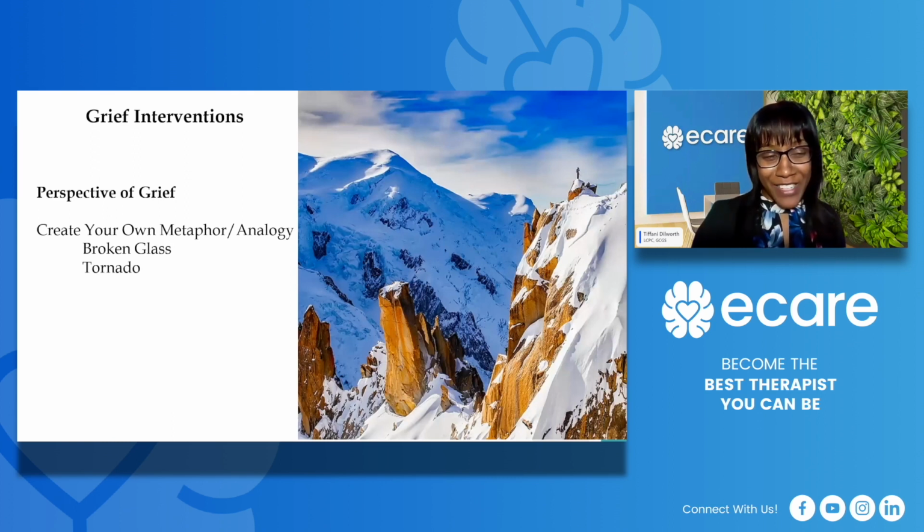Again, metaphors and analogies can go a long way with clients. I intentionally put this picture in here because sometimes I have a client come in and share that they feel that they're all the way back at the beginning. And they just feel like they're never going to stop grieving. And I normalize that for them. And I share with them that, yeah, you probably will grieve the rest of your life.